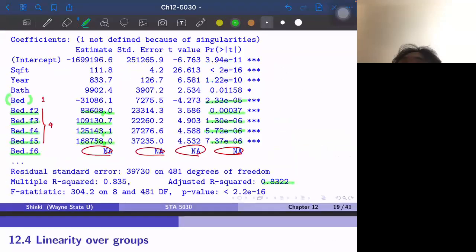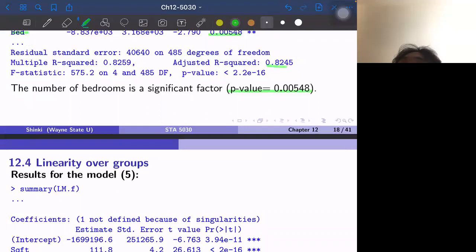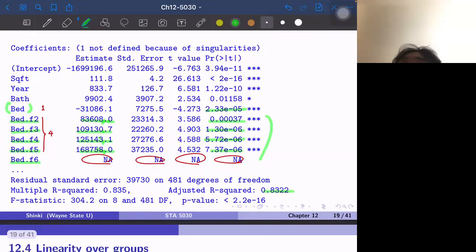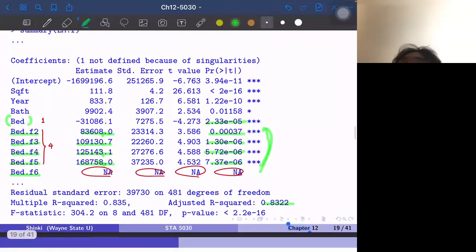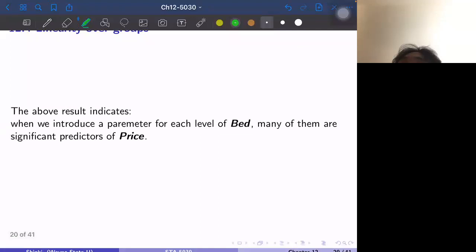You can see that the adjusted R square is 0.8322. These are significant, and the adjusted R square improves a bit, maybe 1%. We haven't calculated AIC, but if these variables are so significant, we can believe that the AIC is also better, smaller, for the larger model. So this probably means that introducing a parameter for each level of bed is good. Many of them are significant predictors for price.